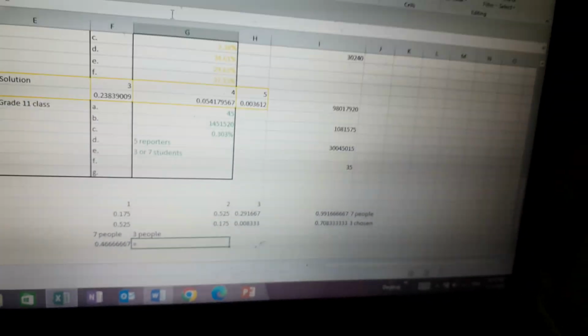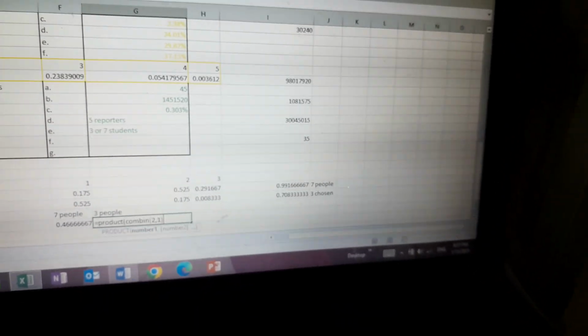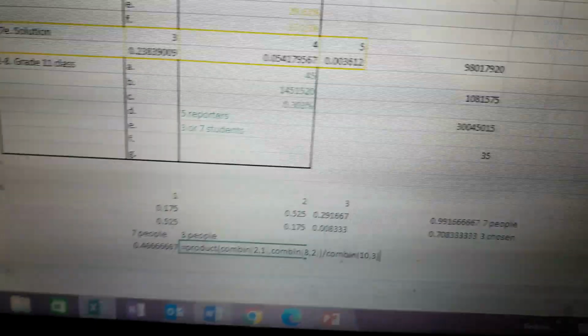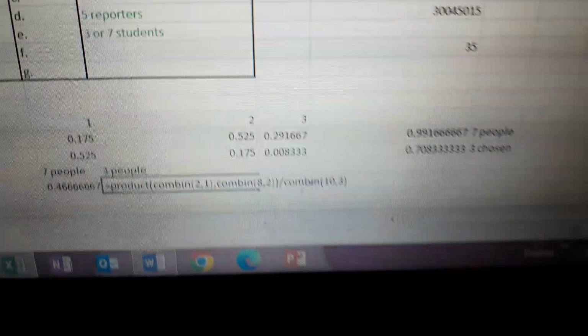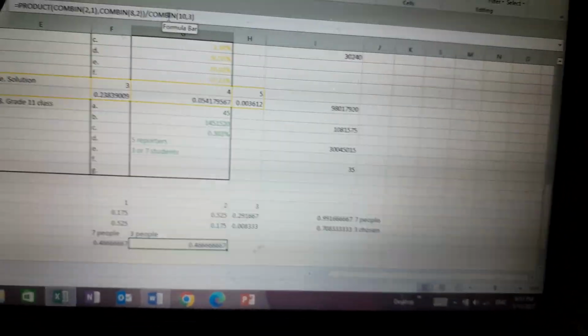46.67. Now, if we were to do 3 people, this is the criteria. Still the same. Product of combination of success, which is 2C1, times 8C2, because we need 3. And then divide by 10C3. Double check: 2 plus 8 is 10, 1 plus 2 is 3. So, correct. And we still get the same answer. So, that's it.